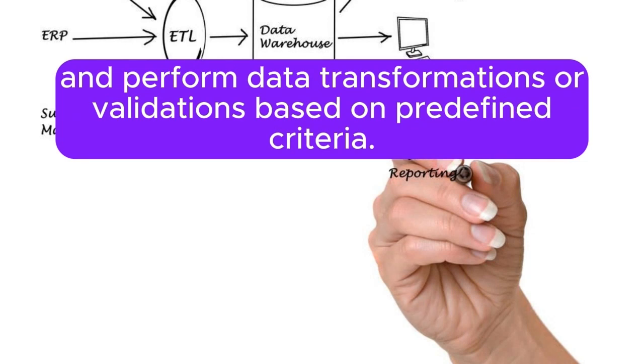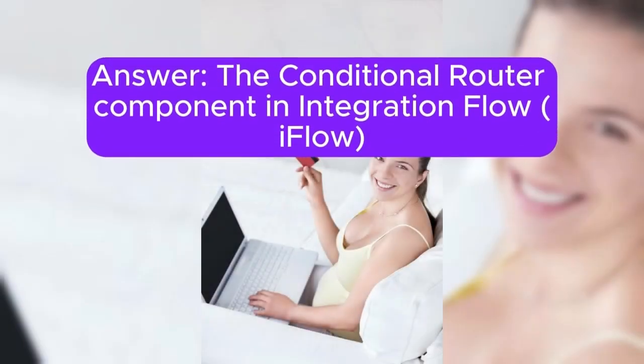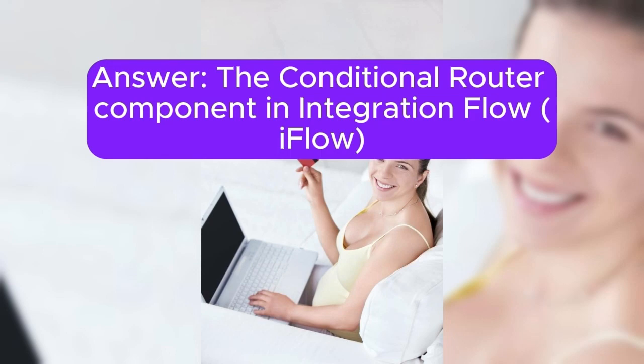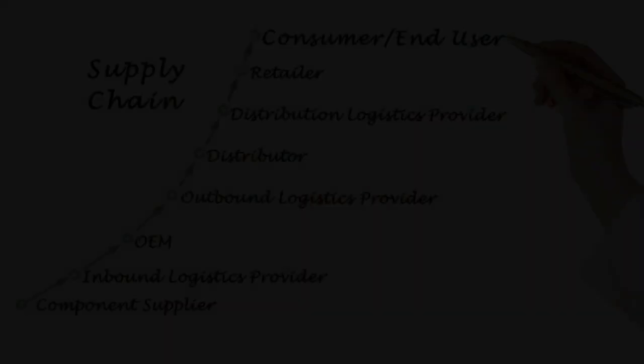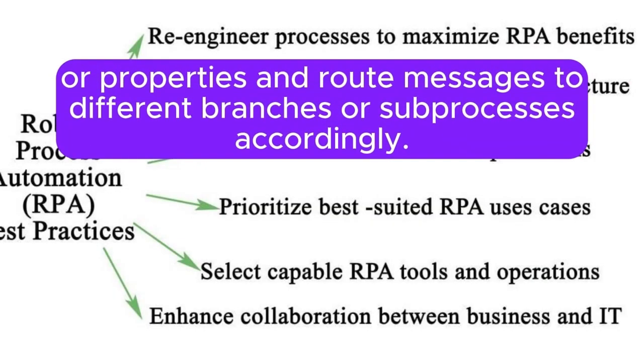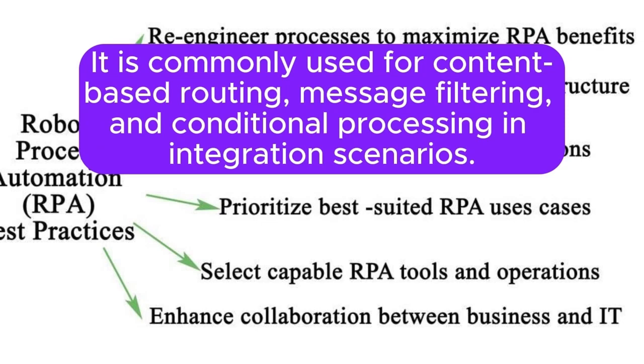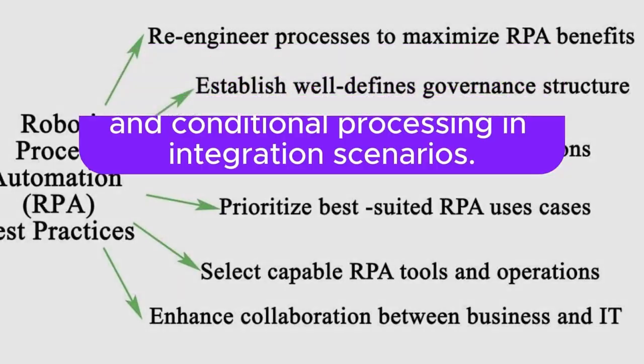44. What is the purpose of the conditional router component in an integration flow (iFlow) in SAP CPI? Answer: The conditional router component in iFlow in SAP CPI allows you to define conditional routing rules based on message content, headers, or properties and route messages to different branches or subprocesses accordingly. It is commonly used for content-based routing, message filtering, and conditional processing in integration scenarios.